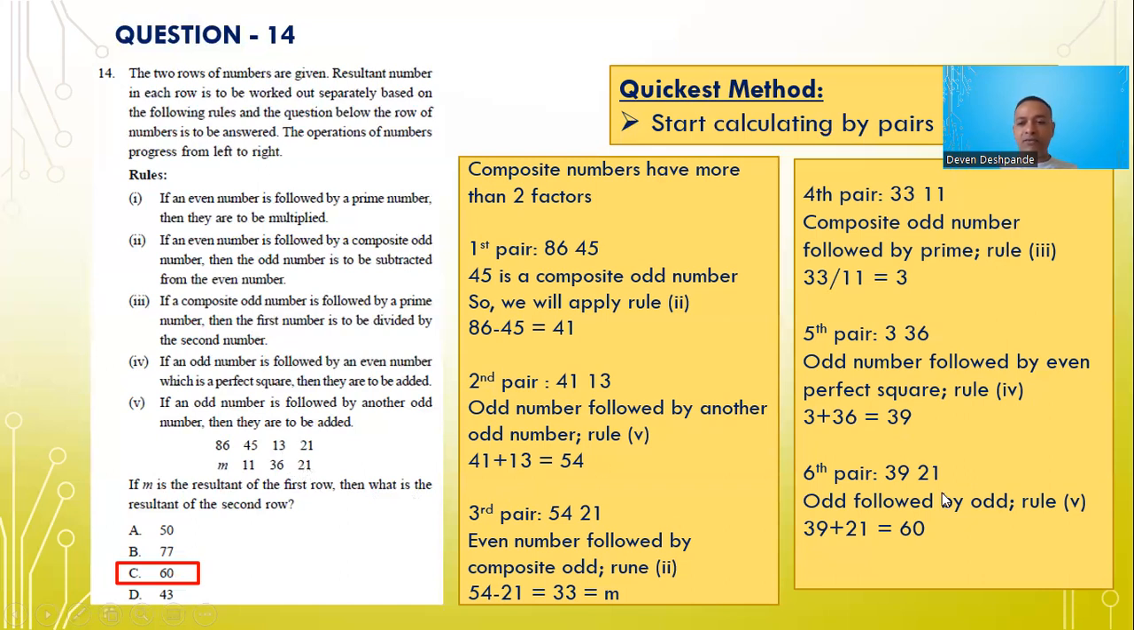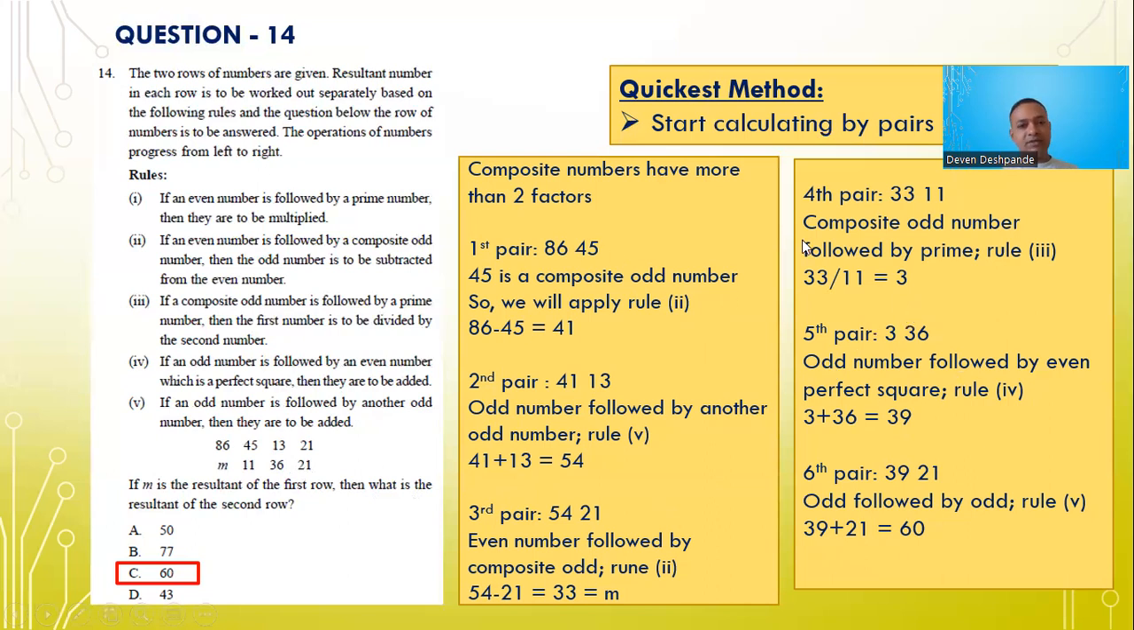So 39 and 21 will be odd followed by odd. 39 is an odd number, 21 is an odd number. Odd number followed by odd number will be rule number 5: they are to be added. So 39 plus 21 is 60. So that's how the answer is 60. Again, a long computation, but it is a straightforward computation. So again, practice. Try not to make any mistakes, because if you make a mistake anywhere here, the whole thing will be incorrect.